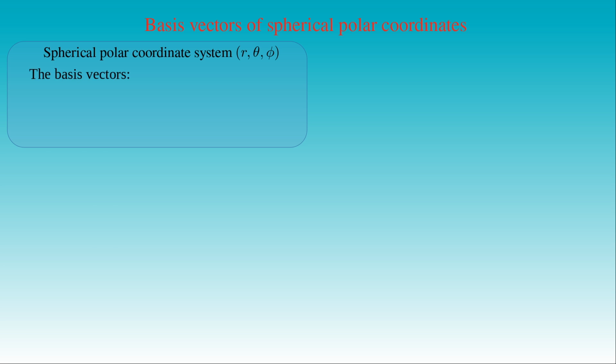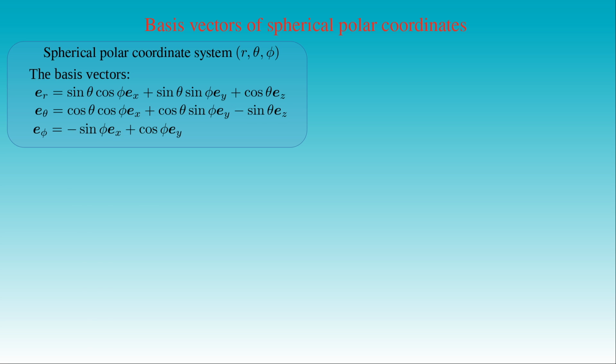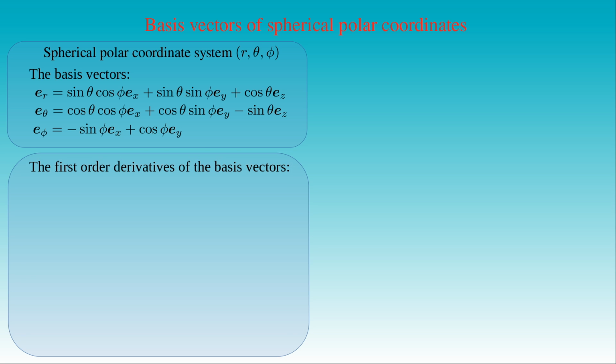The coordinates r, theta, and phi are the functions of the parameter t now. If we consider the expressions of the basis vectors, we can see that these vectors depend only on the angles theta and phi. Therefore, the derivatives of the basis vectors will contain the derivatives of the angles. Let us compute the first-order derivatives of the basis vectors.